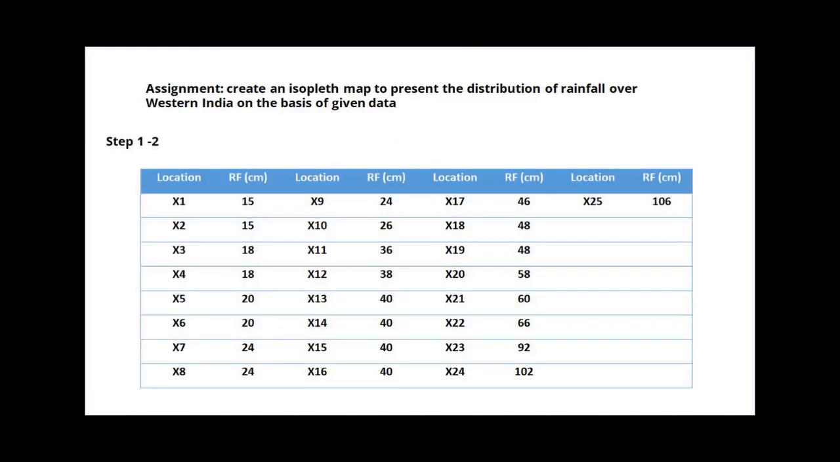Step 1. Obtain rainfall data. To begin, we need to collect rainfall data for the desired time period from reliable sources such as meteorological departments, research institutions, or online databases. Make sure the data is specific to the areas of interest, Rajasthan and Gujrat. Step 2. Prepare data for mapping. Organize the rainfall data in a tabular format, with columns representing location and rainfall measurements. It's important to ensure the data is complete and accurate, without any missing or erroneous values.